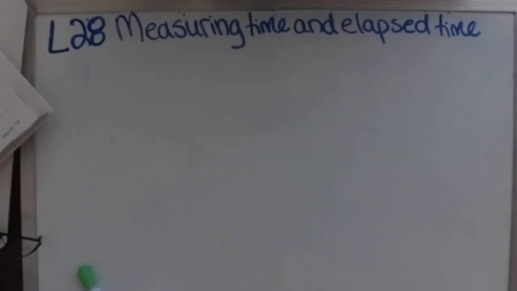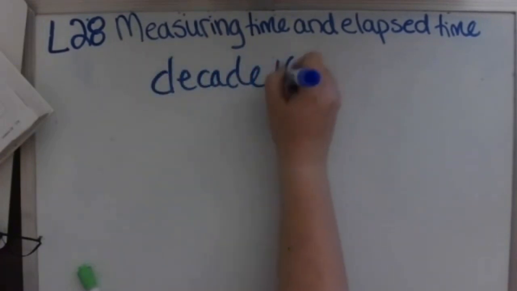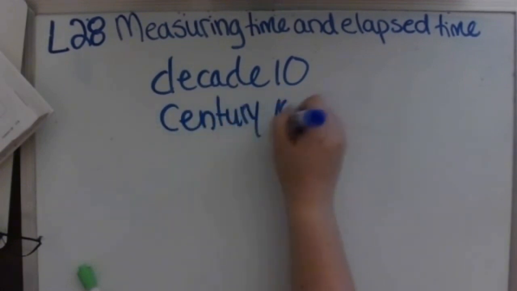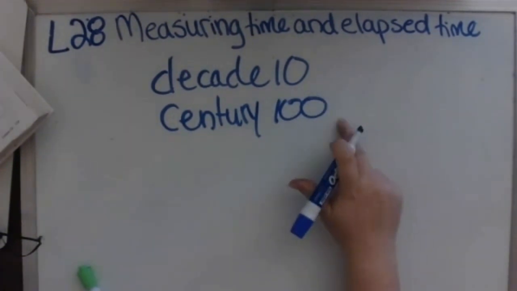This is Saxon 5, lesson 28, measuring time and elapsed time. There's a couple of new vocab words in here. We have decades. A decade is 10 years. A century is 100 years. So it's talking about how many decades, you're going by 10 years. If we're talking about centuries, you're going 100 years.